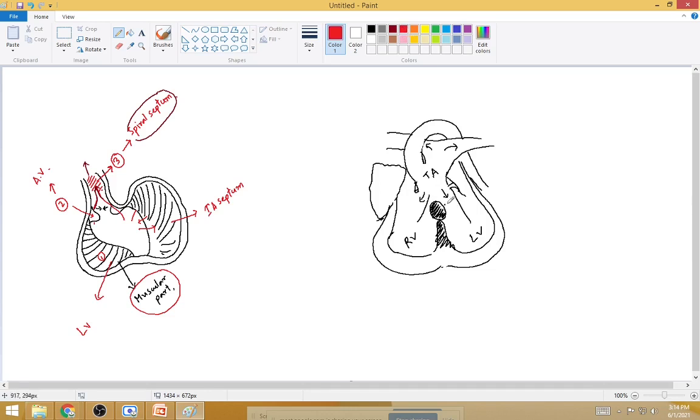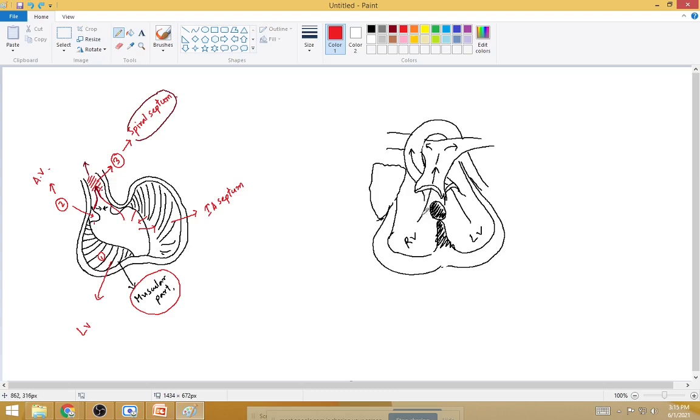What were these areas developed from? This area developed from this area. These are the outflow. From where are they developed? They are developed from the conus cordis, isn't it? Now the conus cordis as well as the truncus arteriosus should be divided, to maintain the outflow. So how should they be divided?